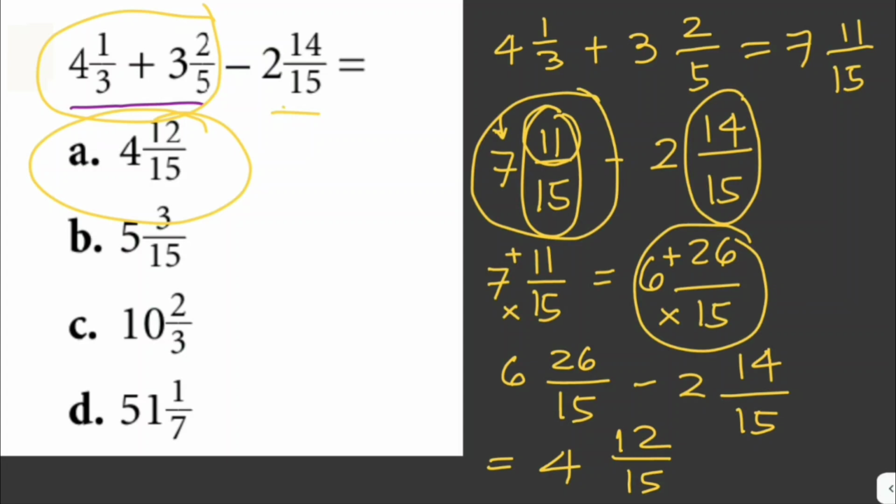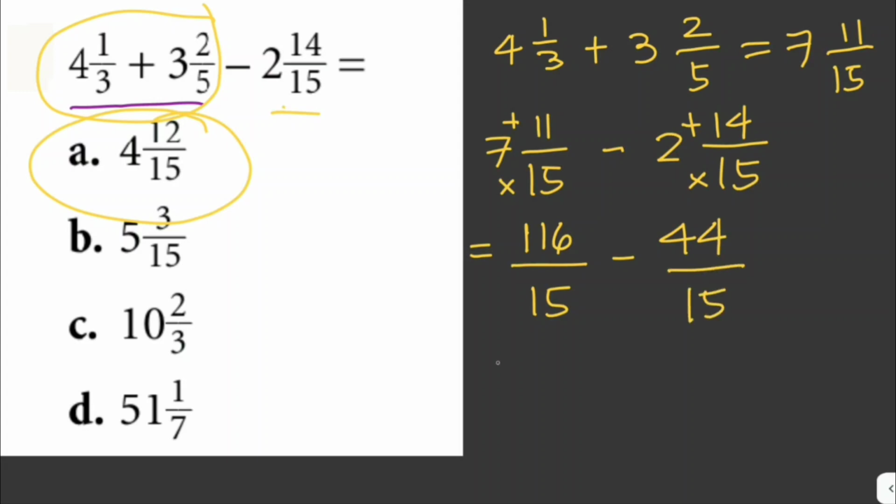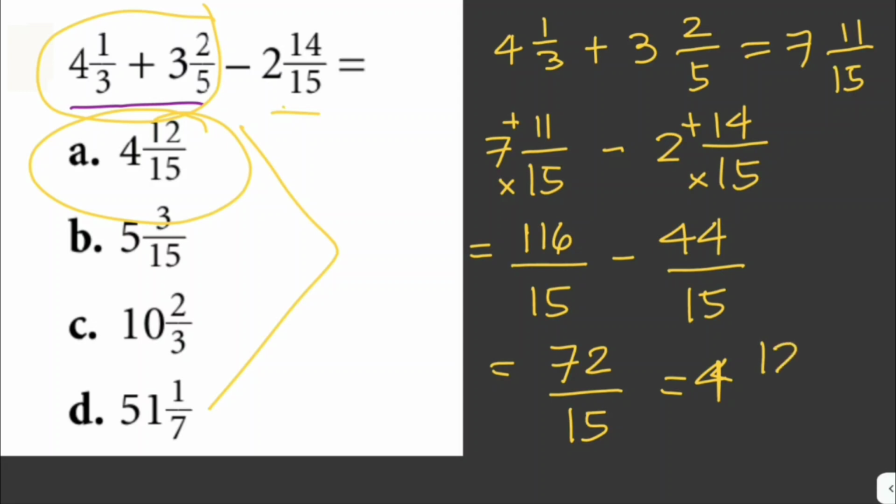Or if this is confusing for you, you can always rewrite the mixed fractions into improper fractions. Let me show you. 7 and 11/15 is equal to 15 times 7, which is 105, plus 11, so this is 116/15, minus 15 times 2 is 30 plus 14, so this is equal to 44/15. Then we subtract 116 minus 44. This is just equal to 72/15. We don't have 72/15 in our choices, so we need to write this improper fraction again as a mixed fraction. How many 15s are there in 72? There are 4 15s with remainder 12. So that is 12 over 15. So we get the same answer.